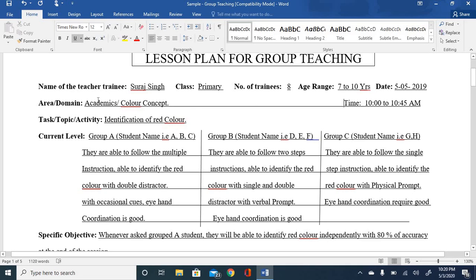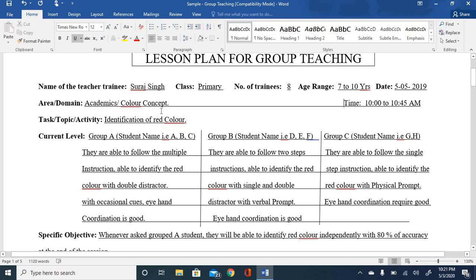Then, as I was talking about areas or domains, the academic area you have to write if you are teaching an academic concept. If you are teaching a socialization skill, that will be the social domain. Or if you are teaching something personal, like identification of body parts, that is the personal area. If you're taking some play activity, so co-curricular activities, in which domain it falls, you have to write that. And then a task, topic, or activity.